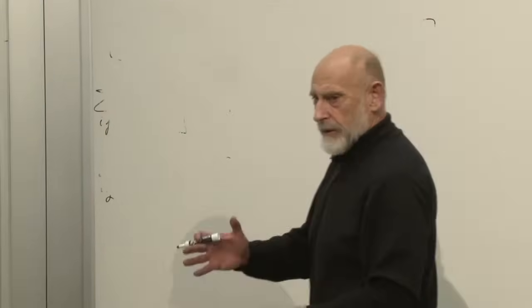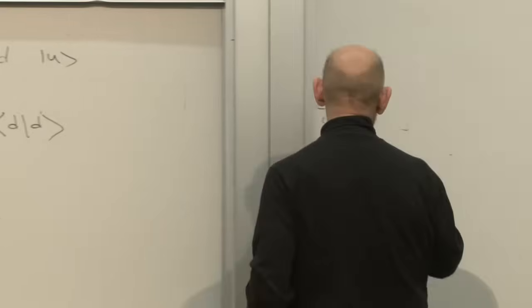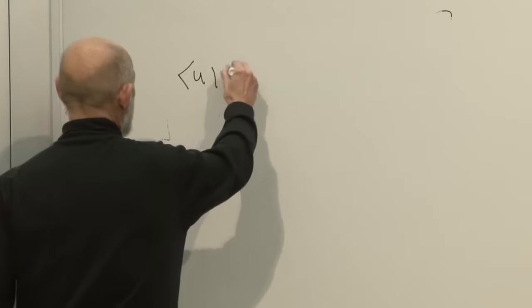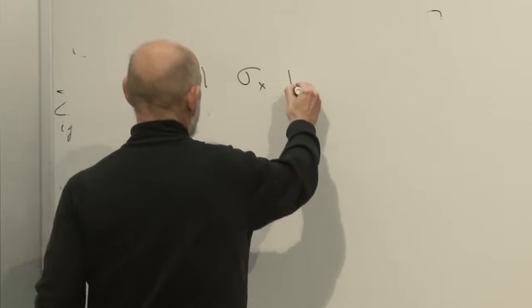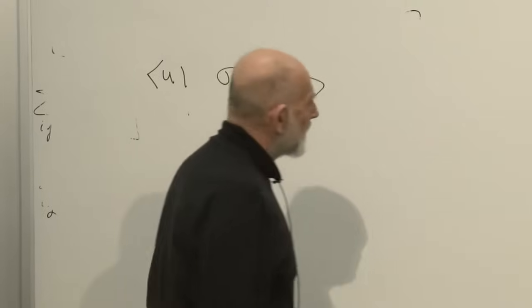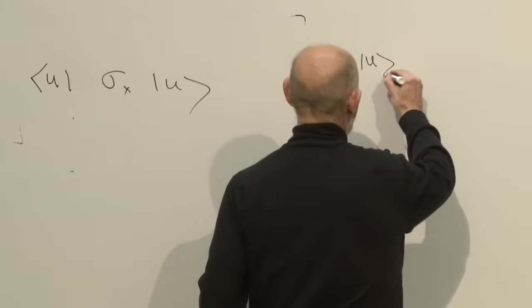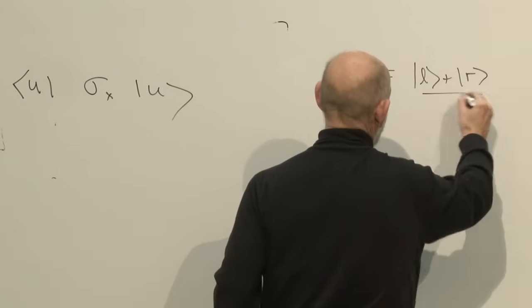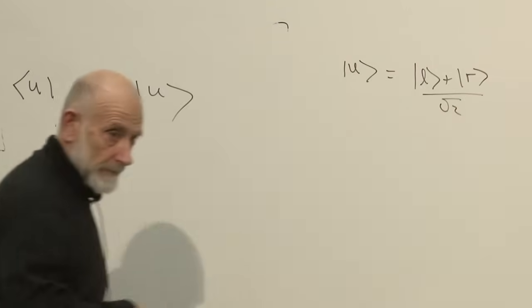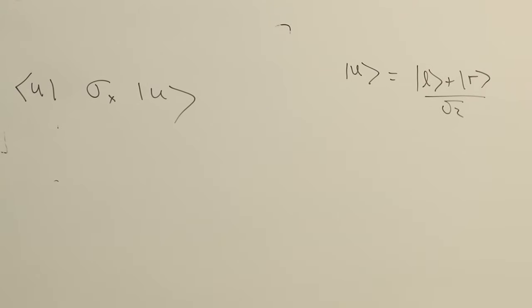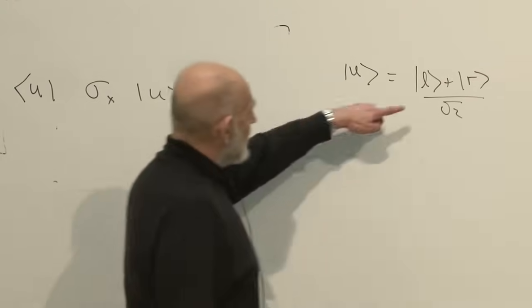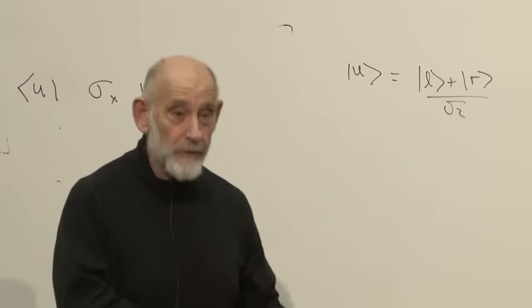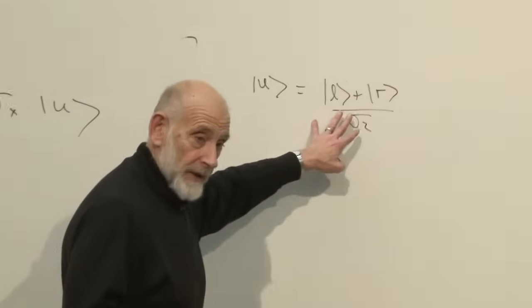And let's start one by one. There are four matrix elements. Let's do them one by one. Up, sigma x, up. Now what we have to know is that up is equal to left plus right over the square root of 2. You remember that? We originally defined left and right to be up plus or minus down over the square root of 2, but then we can solve for up and down in terms of left and right.